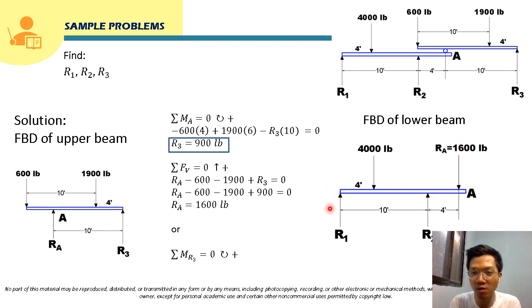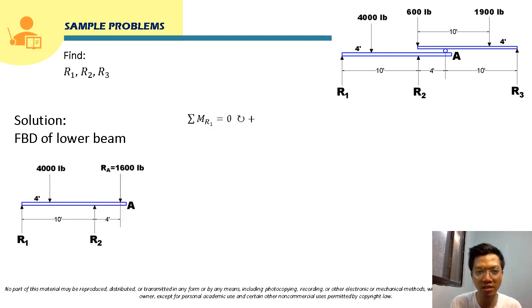Okay, so from this free body diagram, since we have two unknowns here, which are R1 and R2, we can now solve this using two equations. Solving now for the free body diagram of the lower beam. We will sum up moment at R1. R1 will have no moment since it passes through that point. So the moment of 4,000 pound about this point will be 4,000 times 4 and it will be clockwise, so it will be positive here.